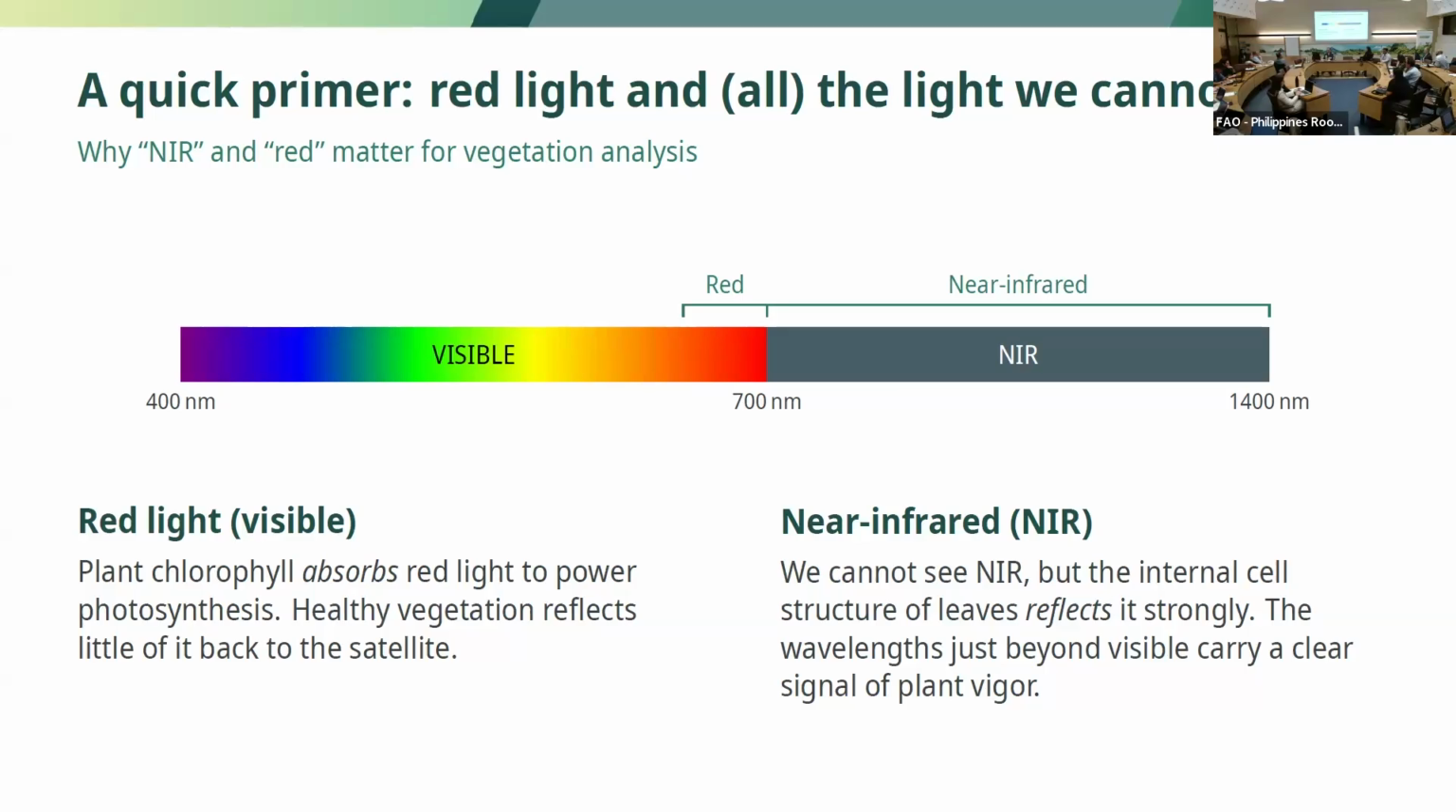So wavelengths that are just beyond the visible often have what we interpret to mean a signal of plant vigor. And so in the chapter, you'll also see an example of a variety of different land cover classes that we've extracted from the cropland data layer in the US. And you can see how they match up against all of these different spectral bands. And you can see, yes, depending on the spectral band that you're looking at, some of these classes are more separable than others.